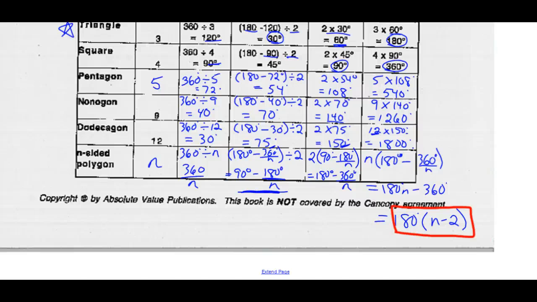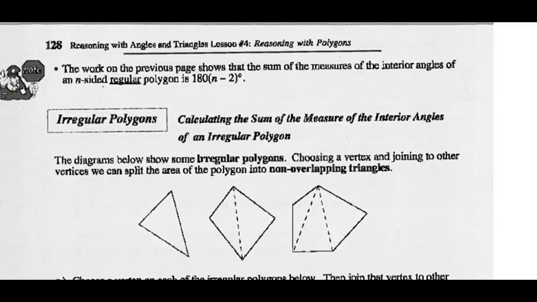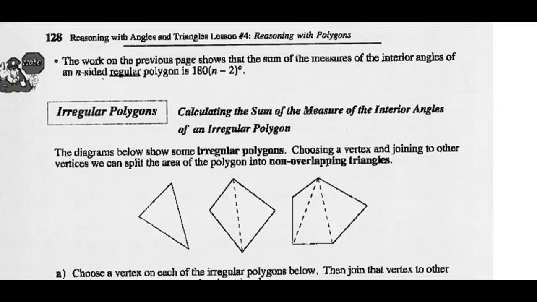Let's go to the next page. Note, the work on the previous page shows that the sum of the measures of the interior angles of an n-sided regular polygon is 180 times n minus 2. Right, so we proved that with that chart.